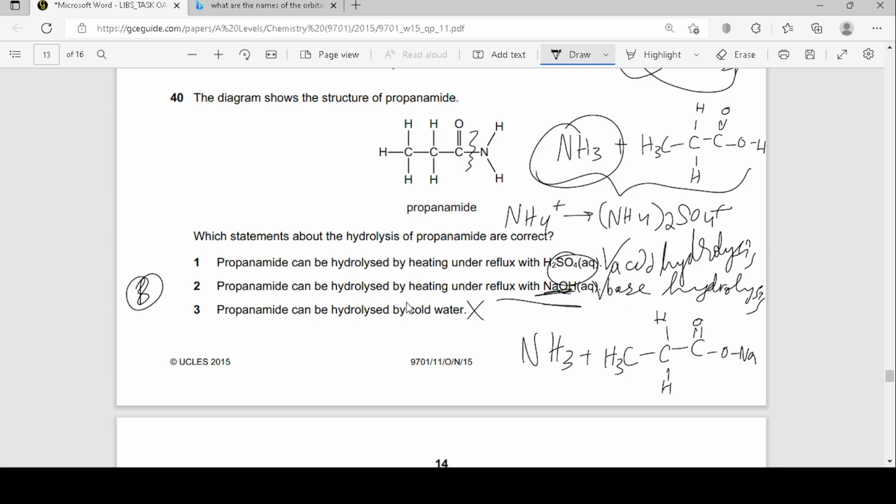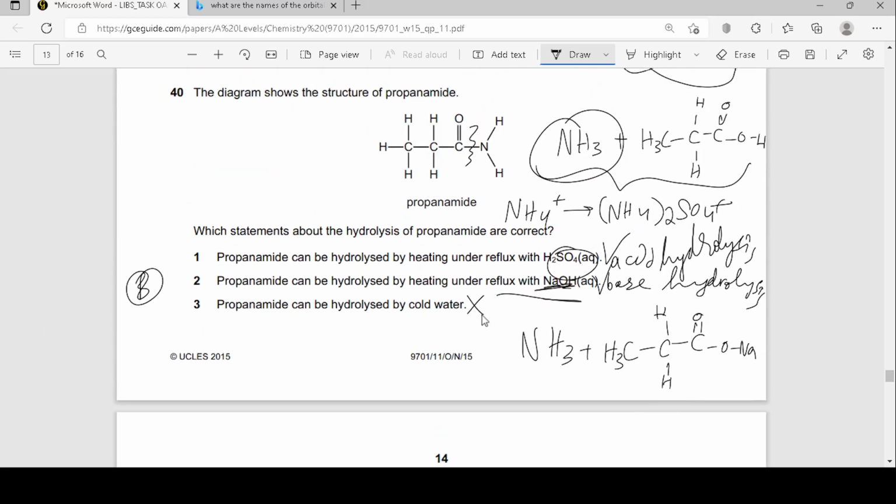But with cold water, you need certain conditions. It can't just be cold, and cold water especially, bro. Like, come on, no. So the answer is B.